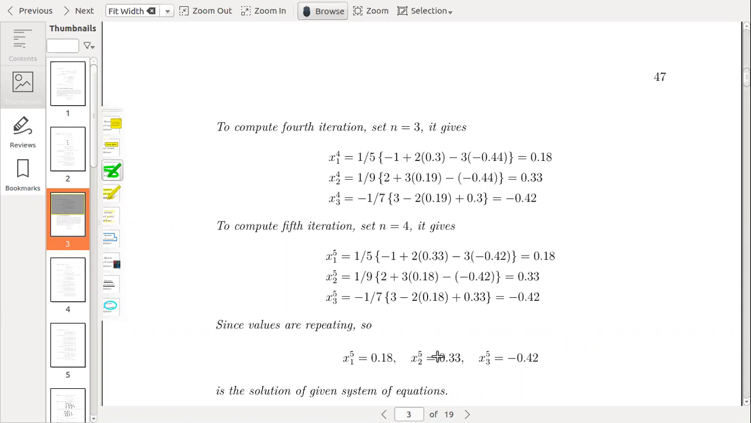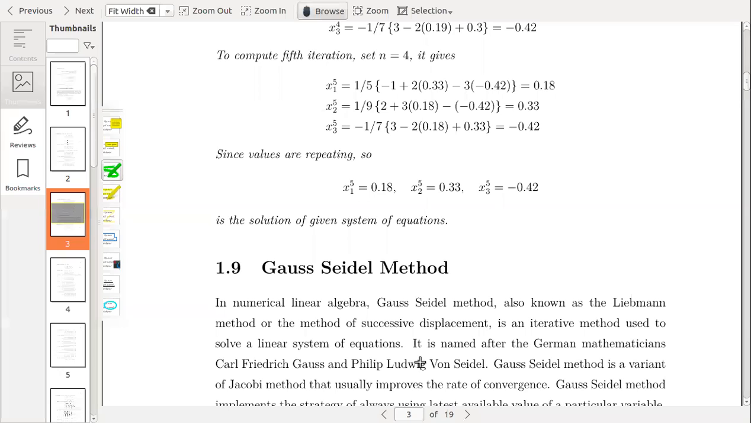x1 power 5 is equal to 0.18. You can also say that x1 power 4 is the solution because it depends on you. You can declare the fifth iteration or the fourth iteration as the answer because both have the same values.